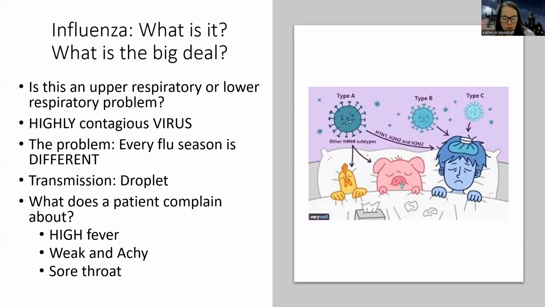The patient is not necessarily going to say, oh, I have a high fever, but they might. They're going to have a fever. They're going to feel hot, sweaty. They're going to be weak and achy, and often have a sore throat.